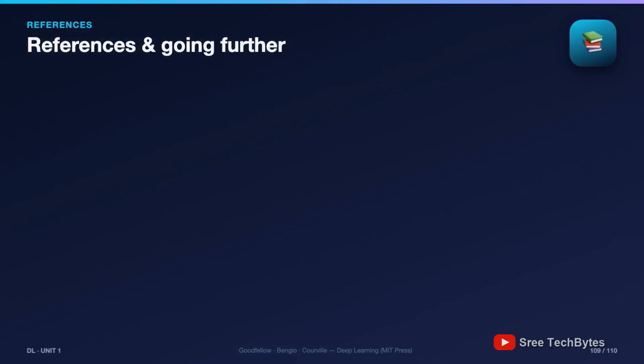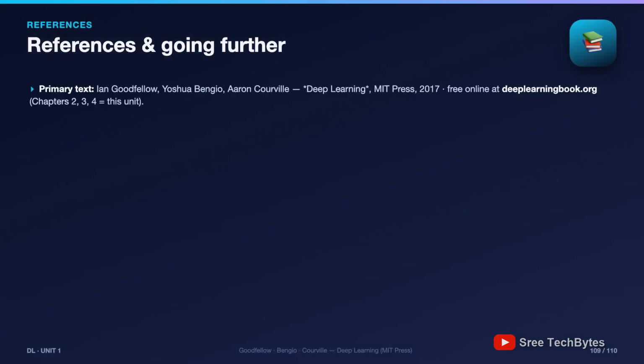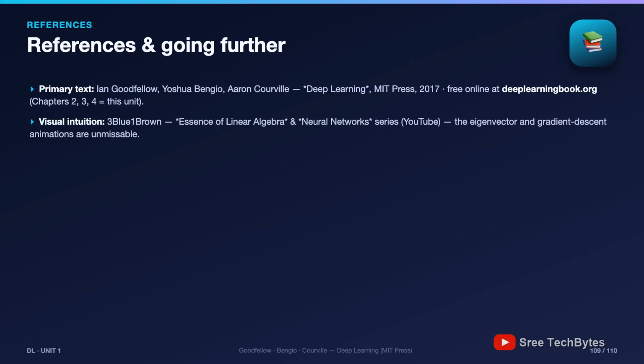Before we close, where to go next, because this unit is a beginning, not an end. The primary text: Deep Learning by Goodfellow, Bengio and Courville, and here's the wonderful part, it's completely free, legally, at deeplearningbook.org. This unit was chapters 2, 3 and 4. For visual intuition, and I cannot recommend this strongly enough: 3Blue1Brown's Essence of Linear Algebra series on YouTube. His eigenvector animations achieve in minutes what pages of text cannot.